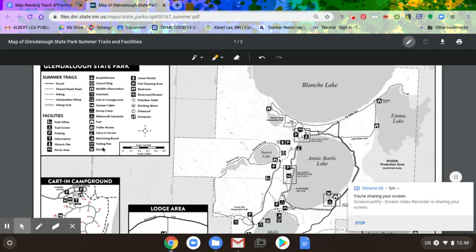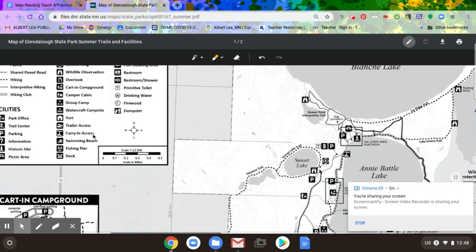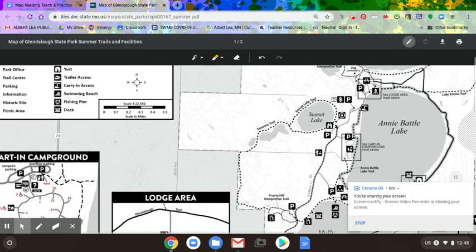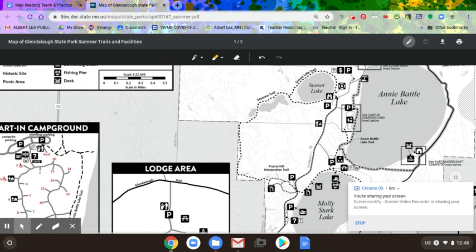Now, this requires that you pay attention to the legend. What is the carry-in access? So we're finding that canoe-carrying person, and then the swimming beach. Oh, it's right below it. There's a person, looks like they're swimming. Okay, so we're going to look for those symbols on the map. Oh, I found the swimming person. And now we want to find the carry-in access point, right up here, the top point of Annie Battle.